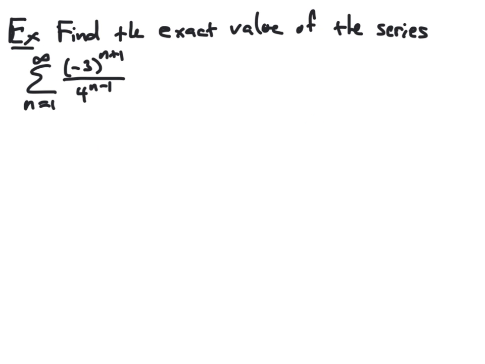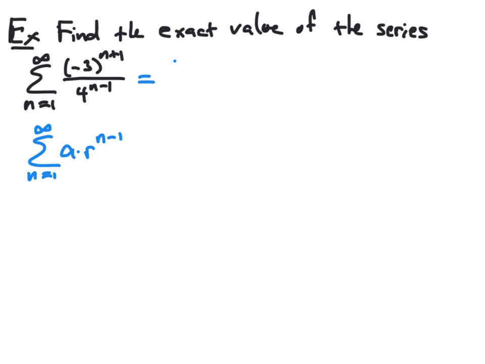In this example, we want to find the exact value of the series from n equal 1 to infinity of negative 3 to the n plus 1 over 4 to the n minus 1. We should recognize this as something that looks a lot like a geometric series, but also note that as written, it's not given to us in the appropriate form. A geometric series must be written in this form, n equal 1 to infinity of a times r to the n minus 1. And so what we're going to need to do first is to rewrite the terms of our series to be in this appropriate form.